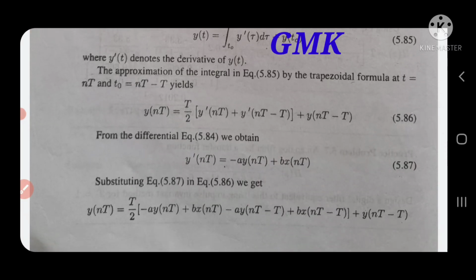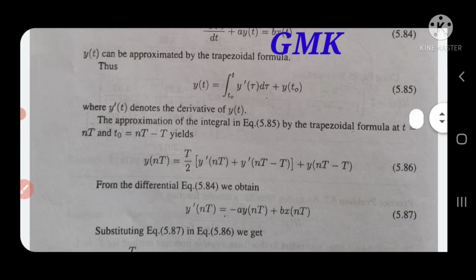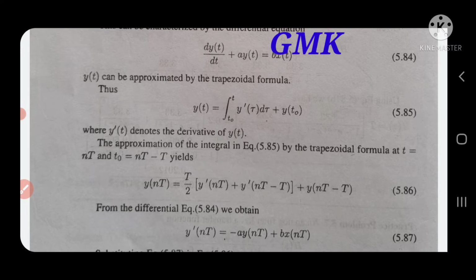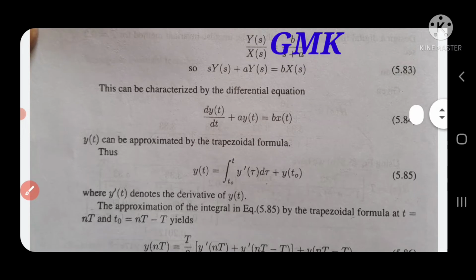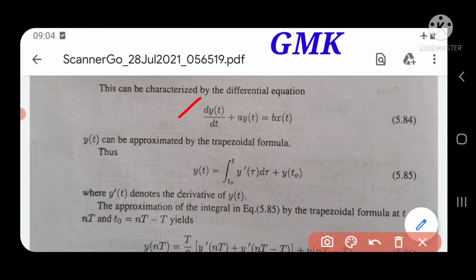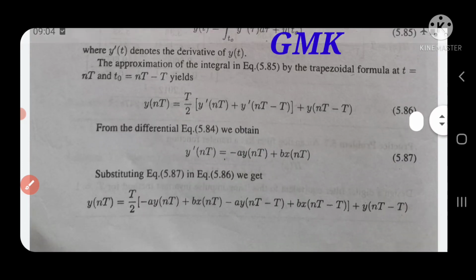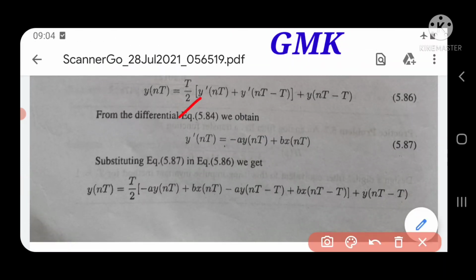From the differential equation notation, that is, from 5.84, dy by dt can be represented as y dash of t equal to minus a into y of t plus b into x of t. That is also one kind of notation. With the help of 5.84 we can represent the equation as 5.87: y dash of nT is equal to minus a into y of nT plus b into x of nT.